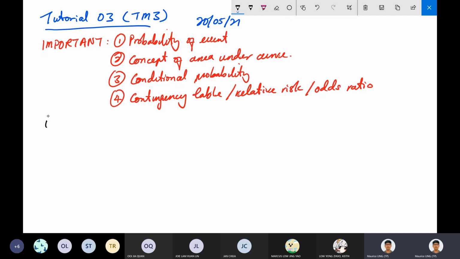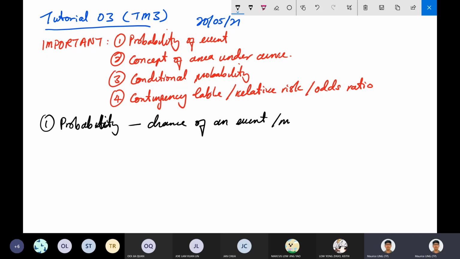So number 1, what is the probability of something happening? What is probability first? Probability is basically a chance of an event, or it can be multiple events as well.